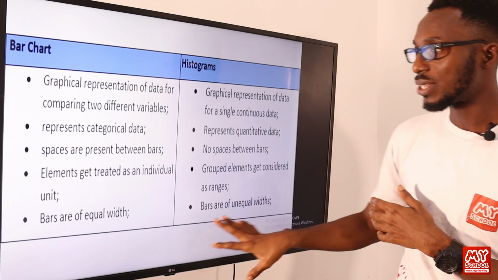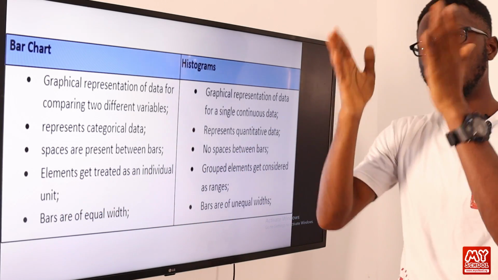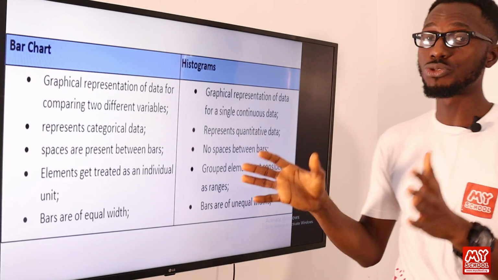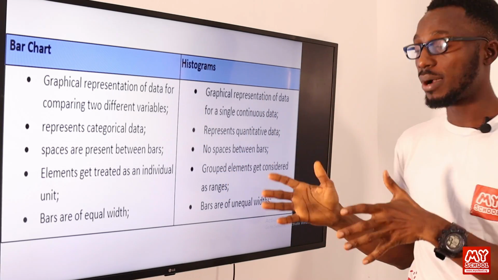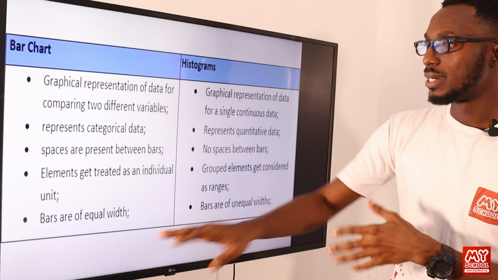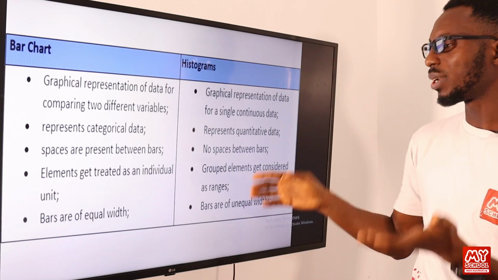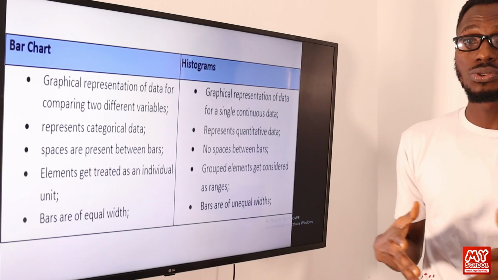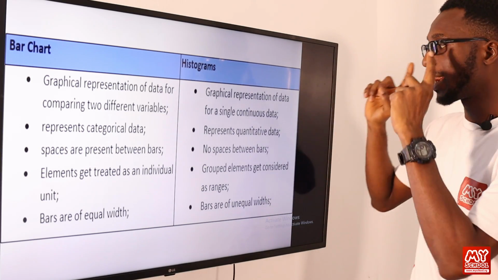No space between the bars. So elements get treated as an individual unit. Each bar, you treat as an individual. Then grouped elements get considered as ranges. So you actually make them feature in ranges, like from 10 to 12, 13 to 15, something like that. Then the bars are of equal width. It's not necessarily that the bars will have equal width, depending on the value they are representing or whatever the question or presentation requires. The next slide.